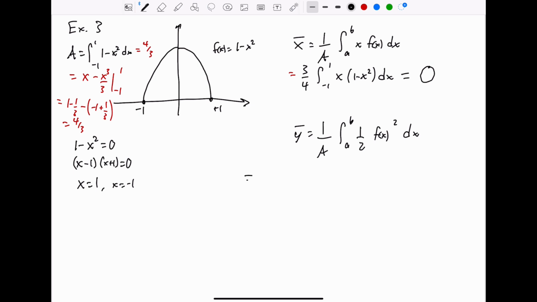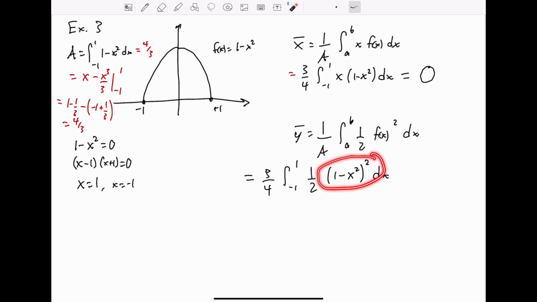For the y component, we have 1 over A, which is 1 over 4/3, 3/4, times the integral from -1 to 1 of 1/2 times the function squared. So we take 1 minus x squared, squared, with respect to x. If we were to solve this integral, we would have to expand out the 1 minus x squared quantity squared. And I actually encourage you to pause the video at this point and try, just for practice, expanding out this integral and finding the value by hand. But this should be a straightforward integral to solve, so for sake of time, we'll just use a calculator. And the answer that we get here is 2 over 5, which is equal to 0.4.